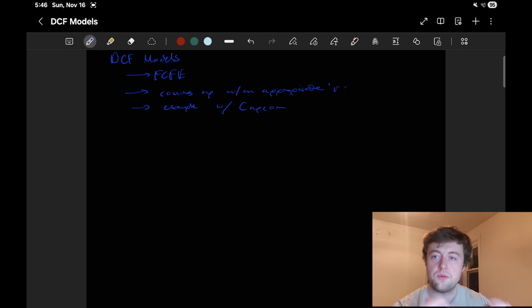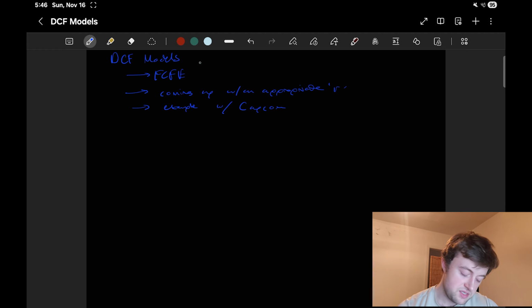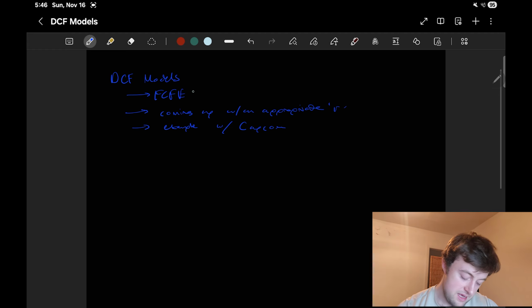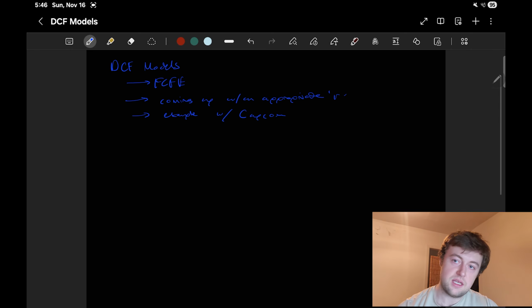Now, we're going to just go through this on a tablet first, because I do want to spend some time talking about the intuitions behind the modeling. And that's probably more important than really discussing specific use cases, to be honest. So let's start there. We're going to discuss the DCF models overall, the free cash flow to equity, coming up with appropriate R's or your discount rate, and then we'll go through an example of Capcom, as I had mentioned.